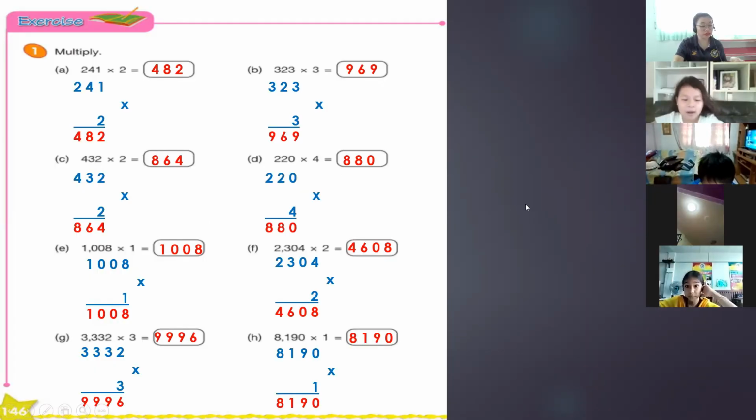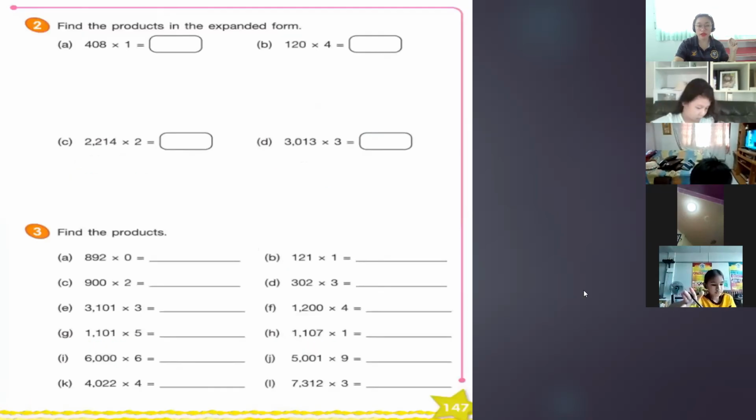Okay, so let's proceed to the next activity on page 147. On page 147, we have exercise number 2. The instruction says, find the products in the expanded form. So we're going to multiply using the expanded form of the numbers. We'll start with letter A.